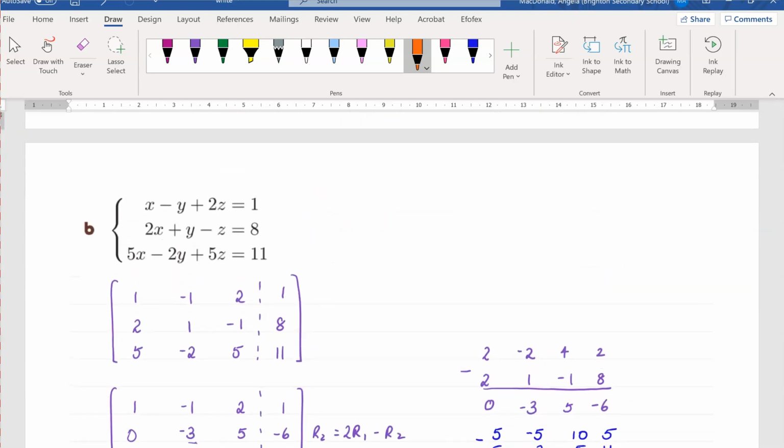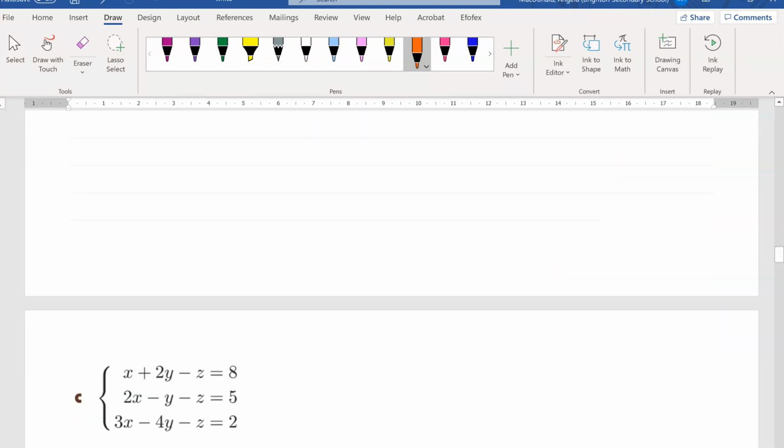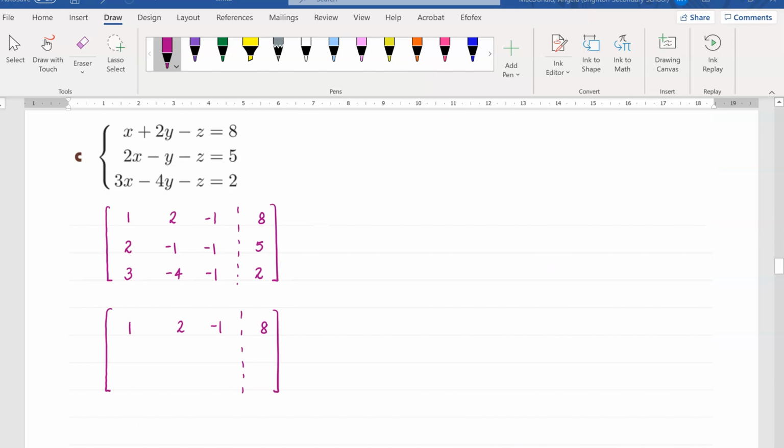Okay, so this isn't 2x minus 2y plus 4z equals 2. It's not a multiple. If you want to know what it's going to look like, I bet one's going to be coming up shortly. So let's now go and have a look at C.